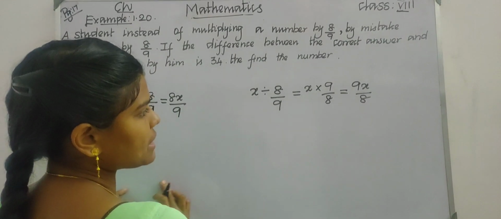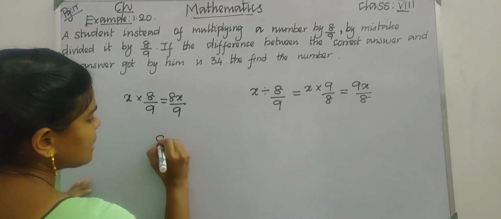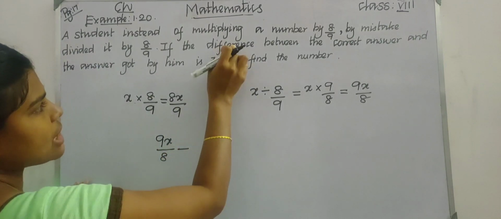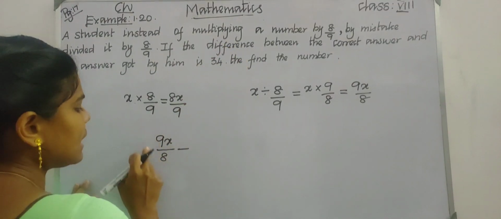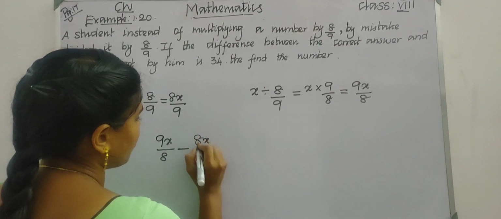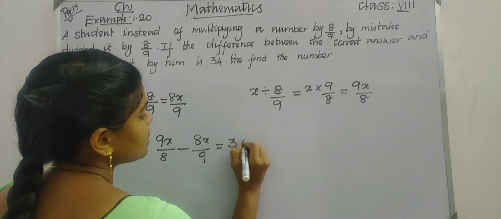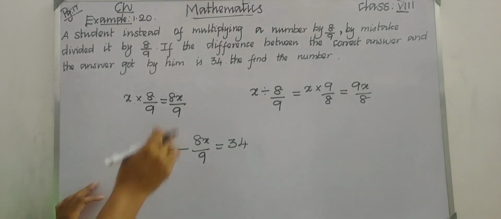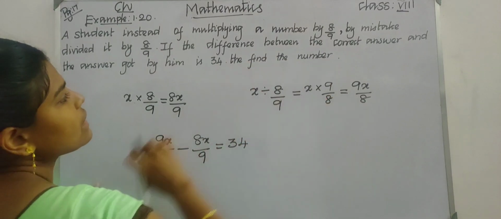The question says the difference between the correct answer and the answer got by him is 34. So we can write it as 9x upon 8 minus, difference means subtraction, right? So 9x upon 8 minus 8x upon 9 equal to 34. This is the question. We need to find the number.